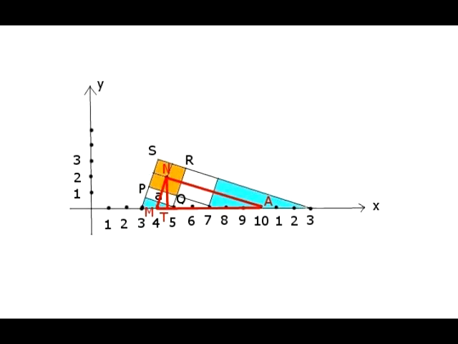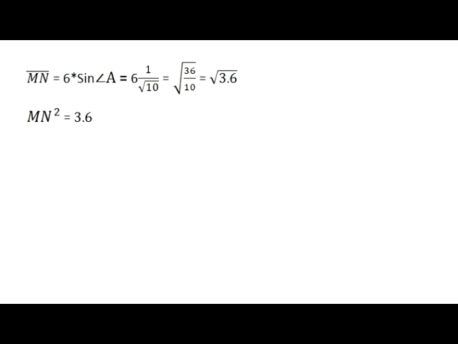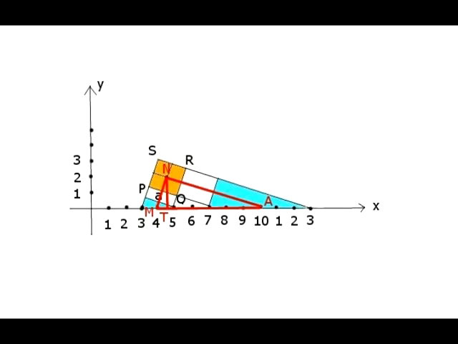We can calculate the length of MN. It's equal to 6, the length of the hypotenuse, times sine of angle A. It's equal to square root of 3.6. Its square is equal to 3.6. Now we can use the Pythagorean theorem to calculate the side NA, then multiply it by sine of angle A to compute the length of the altitude NT, which is the y-coordinate of the center of the square.